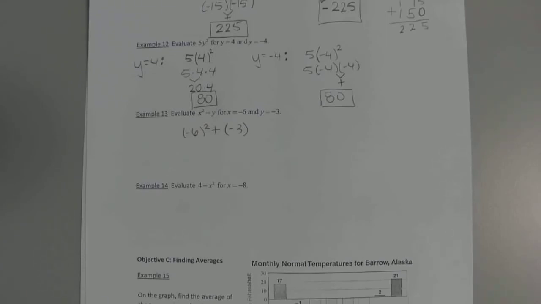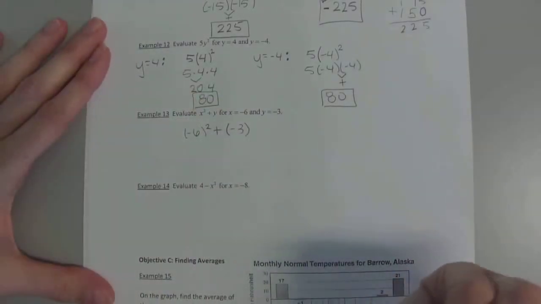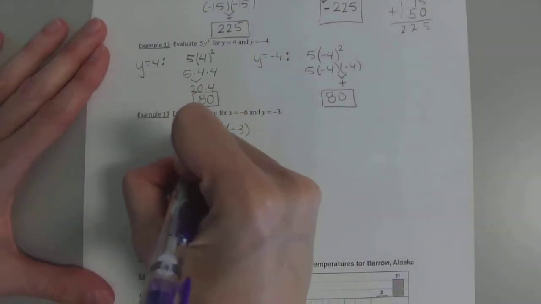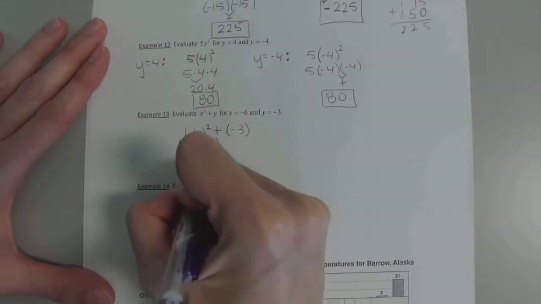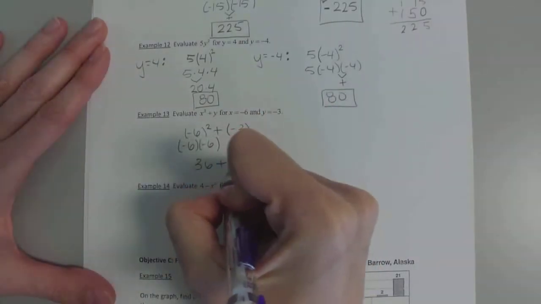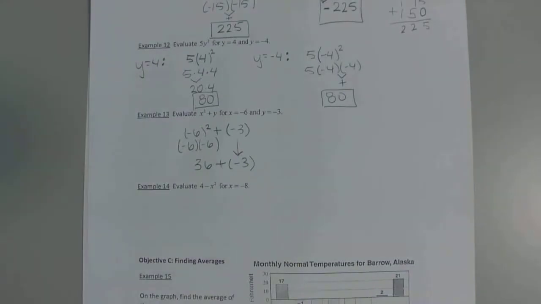What do we need to do first? The square. So what is the square? 36. It's 36, right? And if you know it, put it down, right? Why do you know it's 36? Because we know we have a negative times a negative, which gives us a positive. And then we still have this plus negative 3 here. Okay? So I did my square first. So a negative times a negative gives me that positive 36. And I still have this plus negative 3.